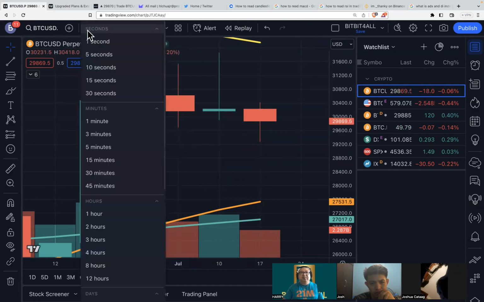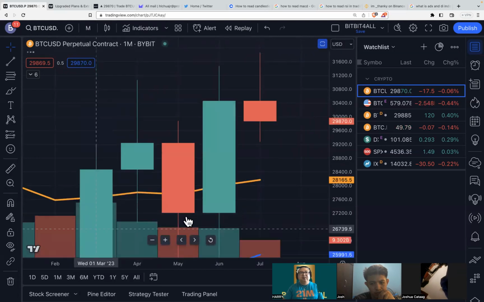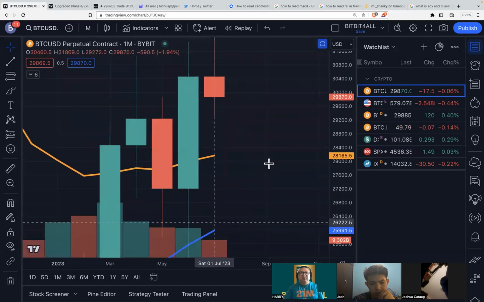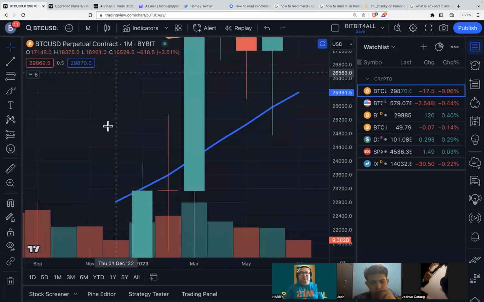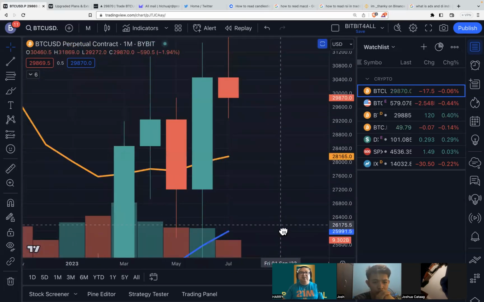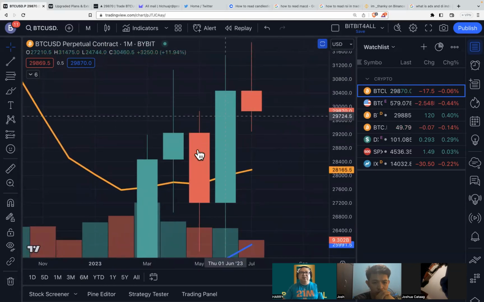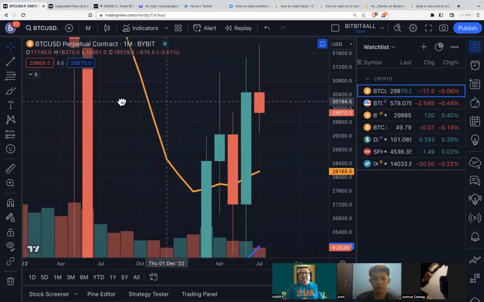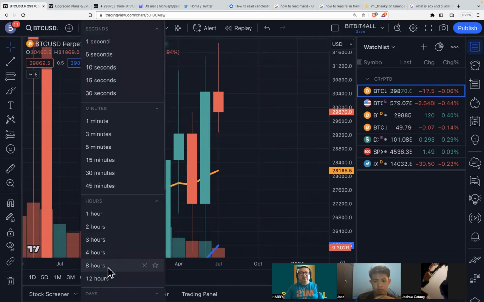Minsan monthly, maganda rin tingnan yung monthly para sa bigger picture, alam mo na, wow! Tingnan mo. So, this is nag-breakout siya, oh. Ganda. Ang ganda ng ano, sa monthly. So, this is July, June, May, March. Ang ganda. It's very bullish sa monthly. Okay? So, yan. So, anyway, balik tayo sa daily.